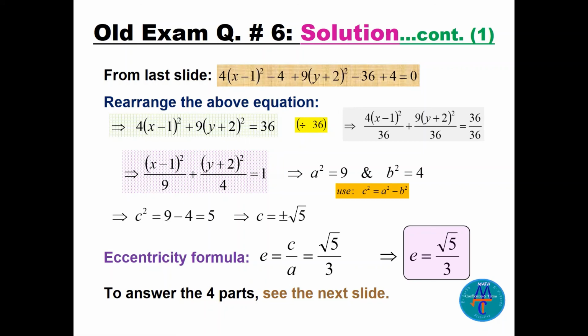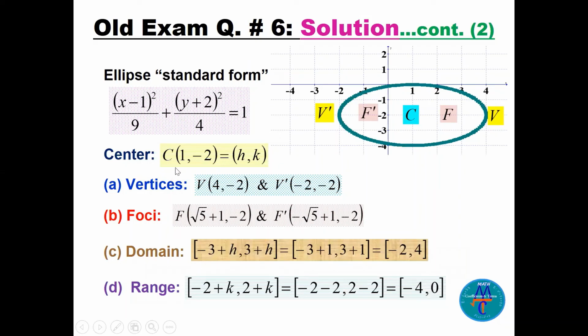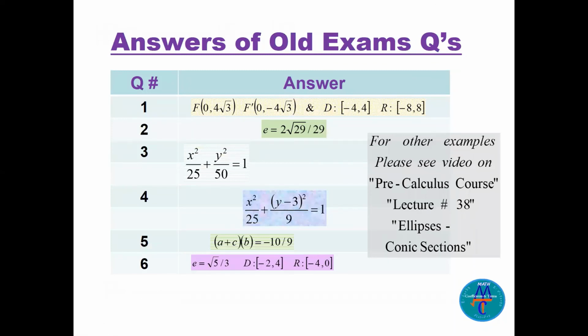Now let's answer the 4 parts on the next slide. This is the equation, and this is the graph. The center in the middle, F prime is inside, V and V prime. Now let's answer A, B, C, and D. The center is (1, minus 2). This is h and k. The vertices are (4, minus 2) and (minus 2, minus 2). The foci is this. For the domain, you find the x-intercept, then you add h. We have seen many examples. And for the range, find the y-intercept, then you add k. These are the answers of the 6 questions.